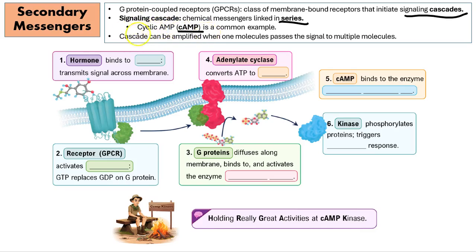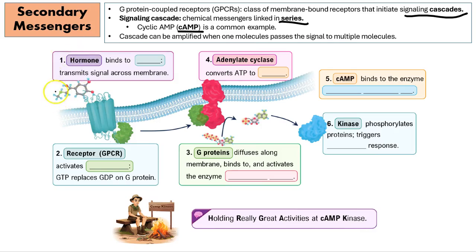So cyclic means that there's some kind of cyclical portion of the molecule, and AMP, well, we know ATP is adenosine triphosphate, AMP is adenosine monophosphate, and we just go ahead and call it cAMP. That's going to be our common example. Now, these signals, which we'll talk about later, can also be amplified, and we'll talk about areas where there can be amplification. But first, let's go ahead and get started with the hormone.